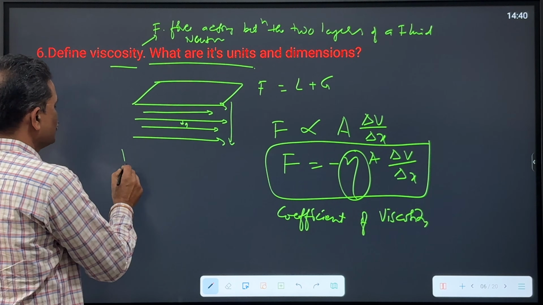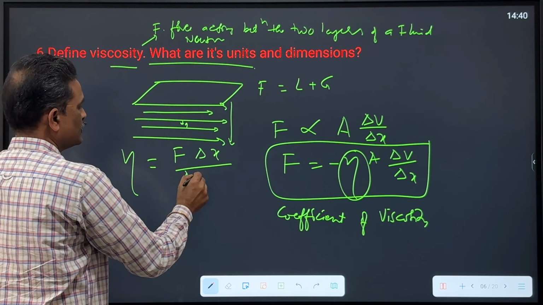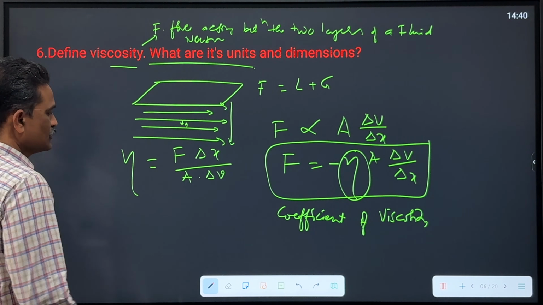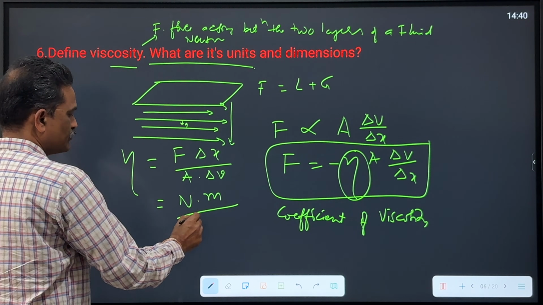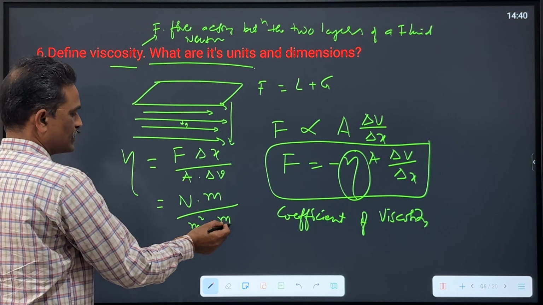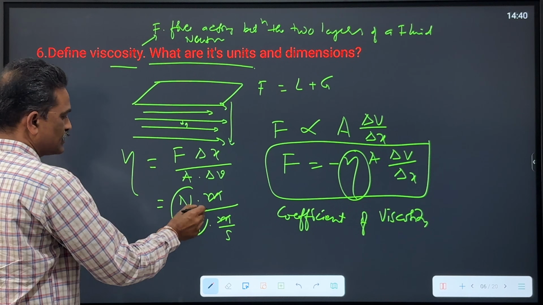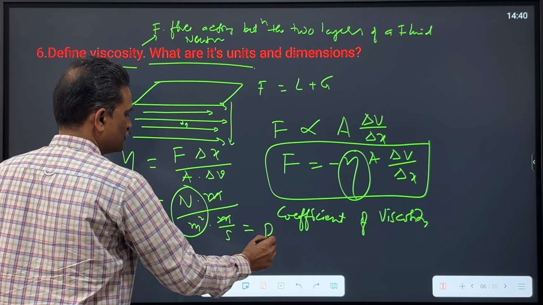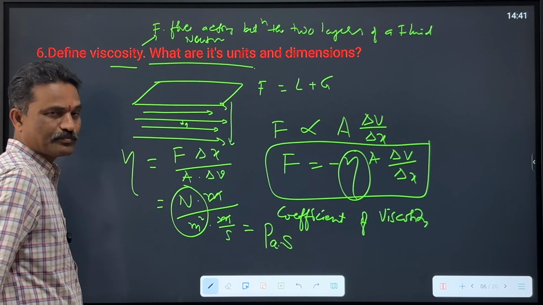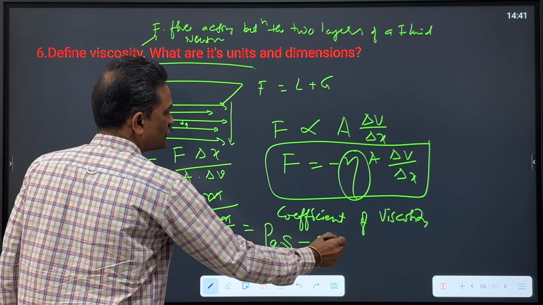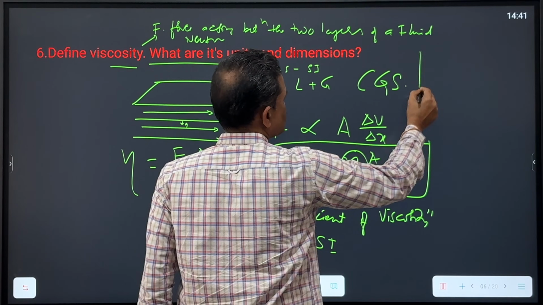Eta units will be force into delta x divided by A into delta velocity. Force units are Newton, distance is meter, area is meter square, velocity is meter per second. So one meter and this meter get cancelled. Newton per meter square is called Pascal. So this is equal to Pascal. 1 by second comes into the numerator. So Pascal second. This is the SI unit of coefficient of viscosity. In the CGS system, this is poise.